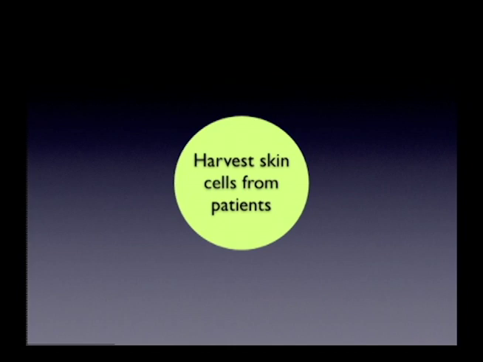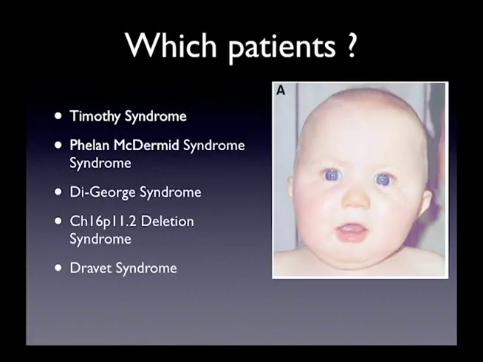We're reprogramming the skin cells to generate these pluripotent stem cells. We're differentiating them to make neurons of particular classes, and I'll show you how we do this. And then we're phenotyping these neurons. We're trying to figure out what is wrong with them, right? So the first question you might have is, which patients should we start with?